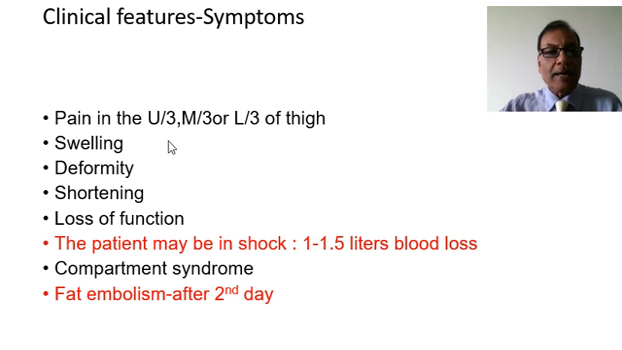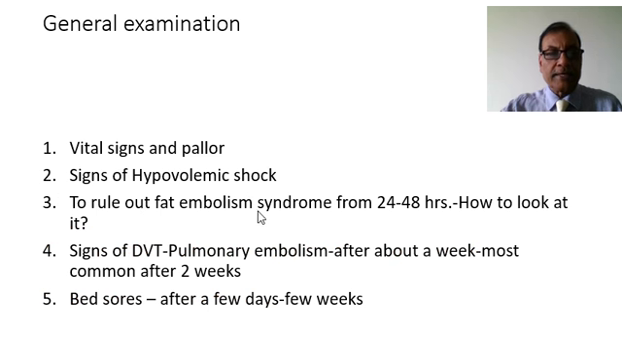Swelling again, either in the upper third, middle third, or lower third, will give you the exact location of the fracture. Deformity, again the same way, upper third, middle third, or lower third. Shortening, you can see it. Loss of function. The patient may be in shock because there is 1 to 1.5 liters of blood loss, and there could be compartment syndrome. And after the second day, when you look for complications, it could be fat embolism syndrome that has to be taken care of.